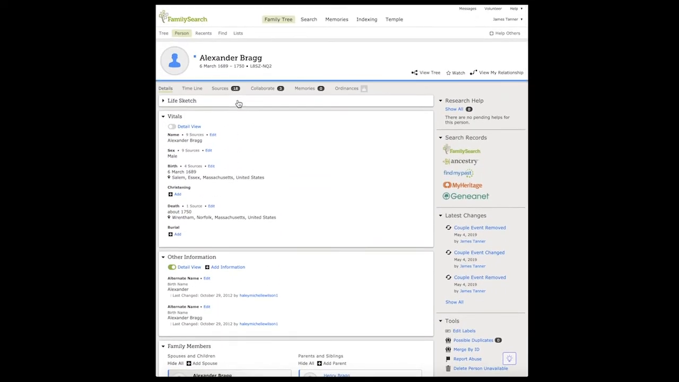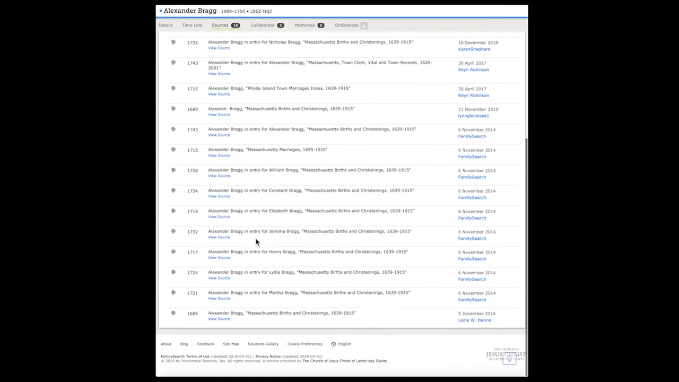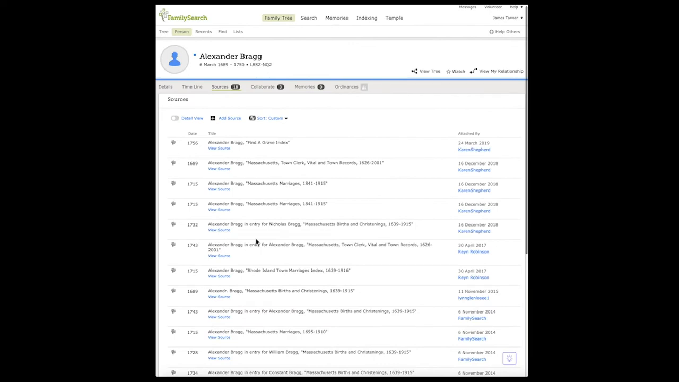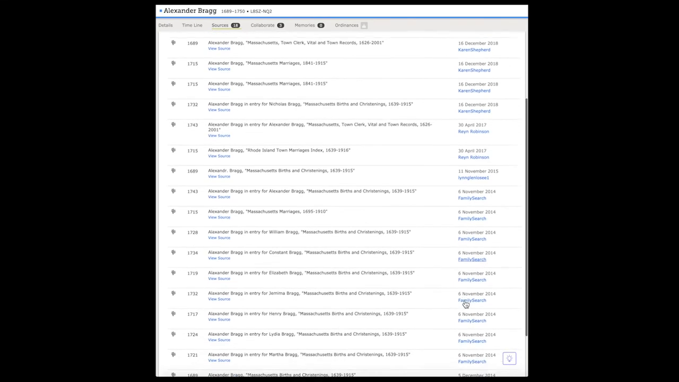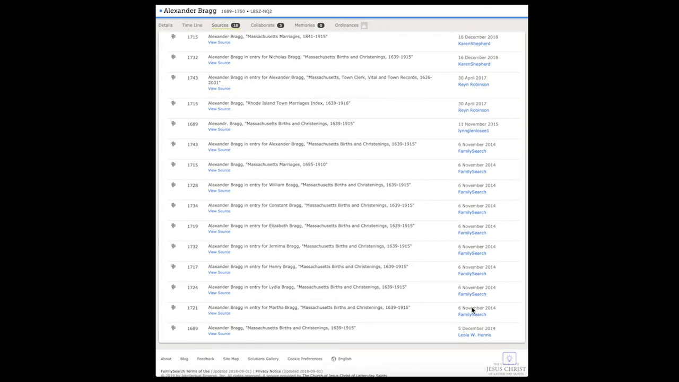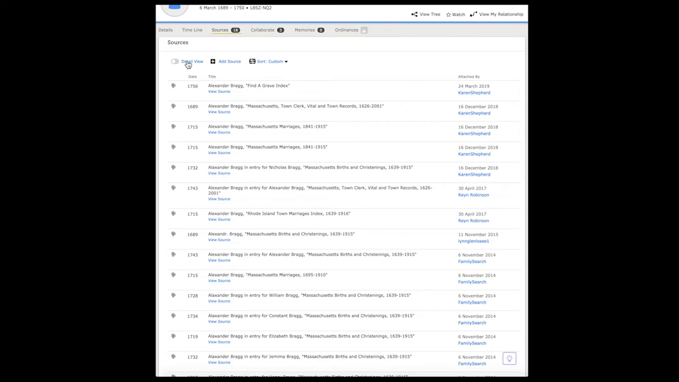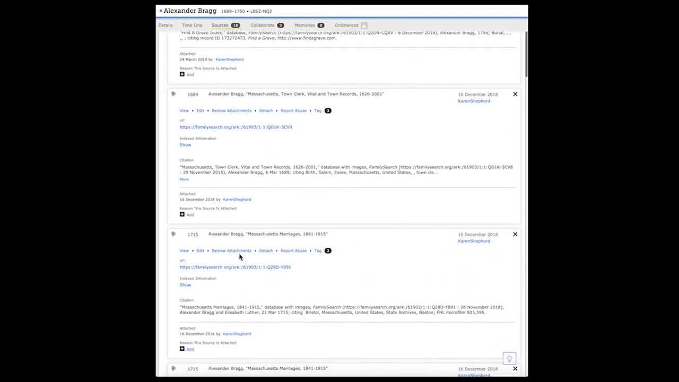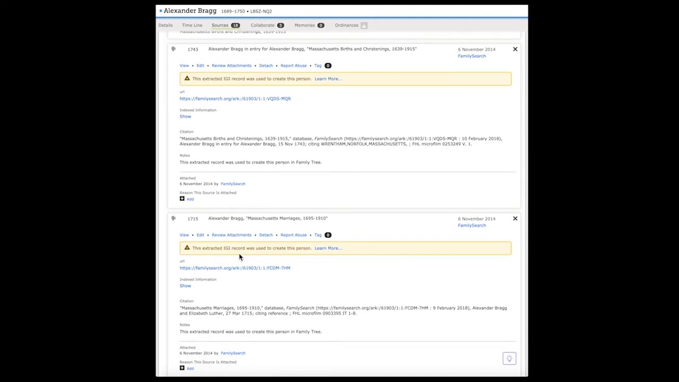So the first step we're going to do today on looking at this particular person, Alexander Bragg, is to look at his sources. There's supposedly quite a few here, 18, and many of these deal with the children, and some do not. Noting over on the right-hand side, there's some that have been submitted by FamilySearch, and others which have been submitted by individuals. If we look down to the type of records that these are, I can click up here in the box that says Detailed View, and that opens up every one of these records to the detailed view. As I get down in here to these records, I see some that say that these are extracted IGI records that were used to create this person.